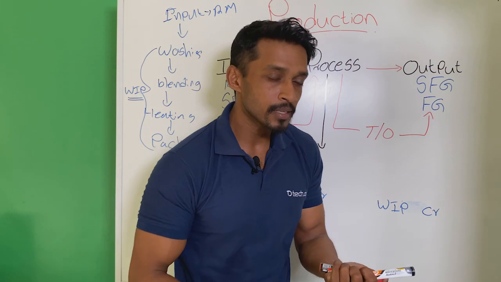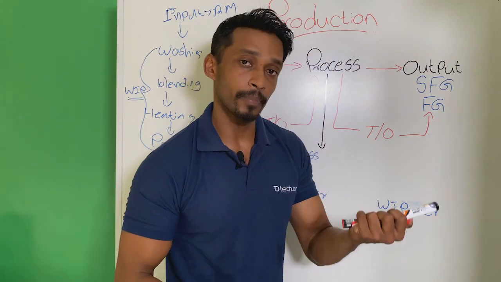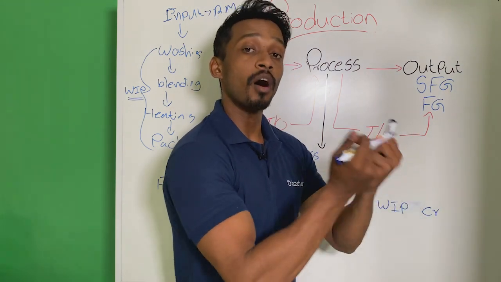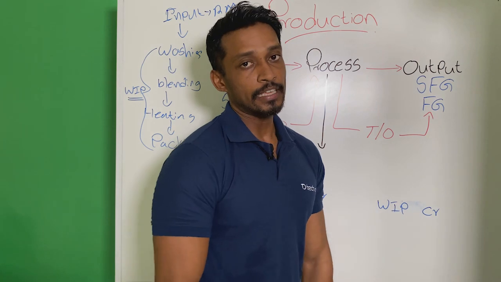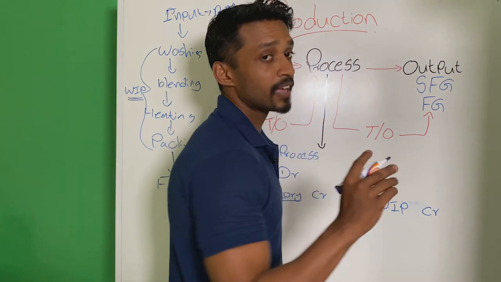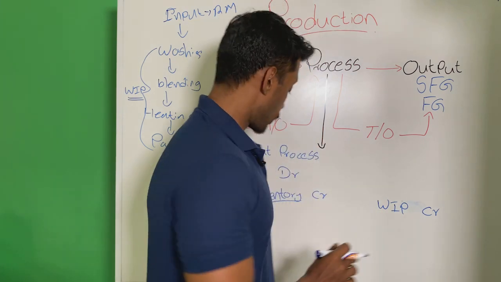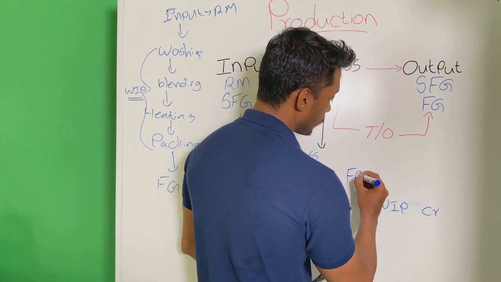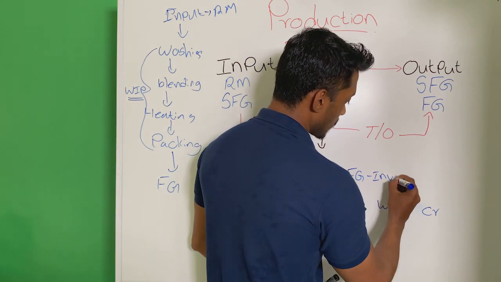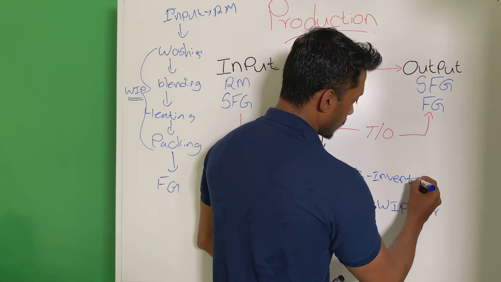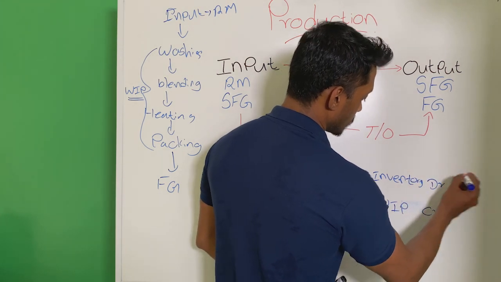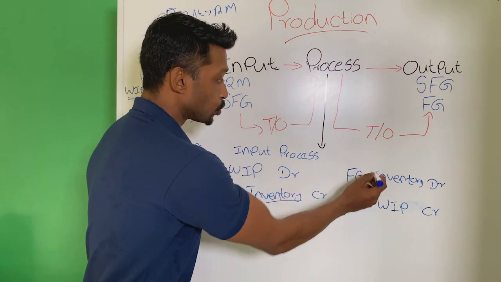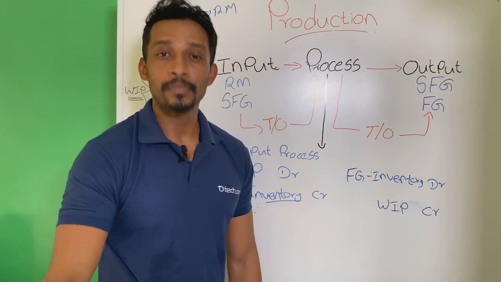Finished good stock means it's an asset for your company, because that inventory, that finished good, is owned by you. So you have to record it on the debit side as inventory, but not in this inventory account. It must be the finished good inventory account getting debit.